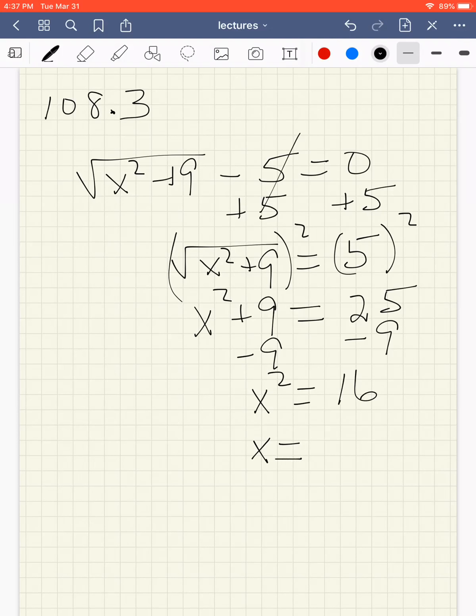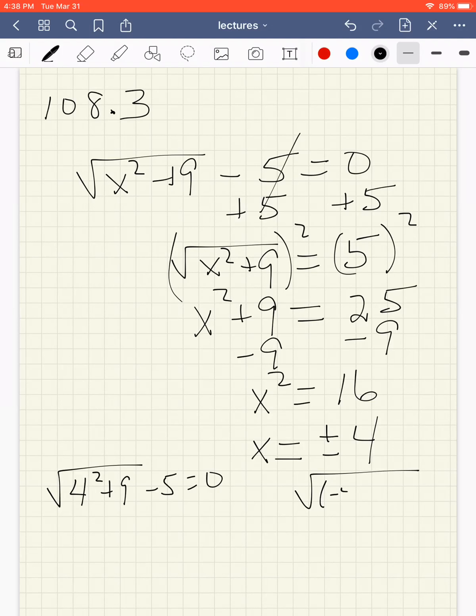What did you say it was? It's plus and minus 4. So we have to check both of those. So going back up top, I'm going to check the positive one. That would be 4 squared plus 9 minus 5 equals 0. And over here, negative 4 squared plus 9 minus 5 has to be equal to 0.